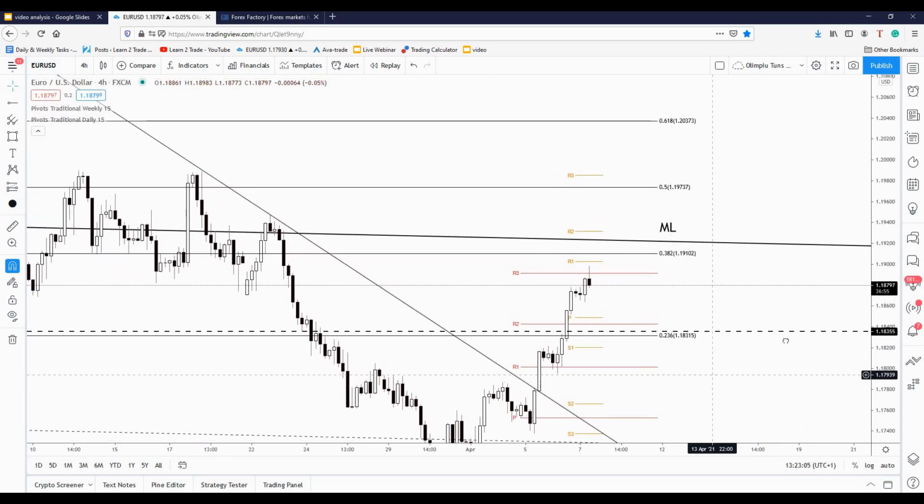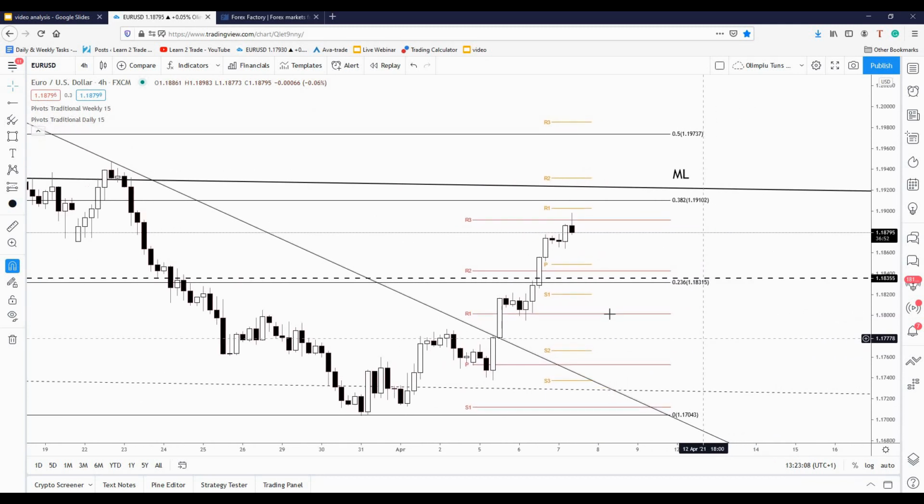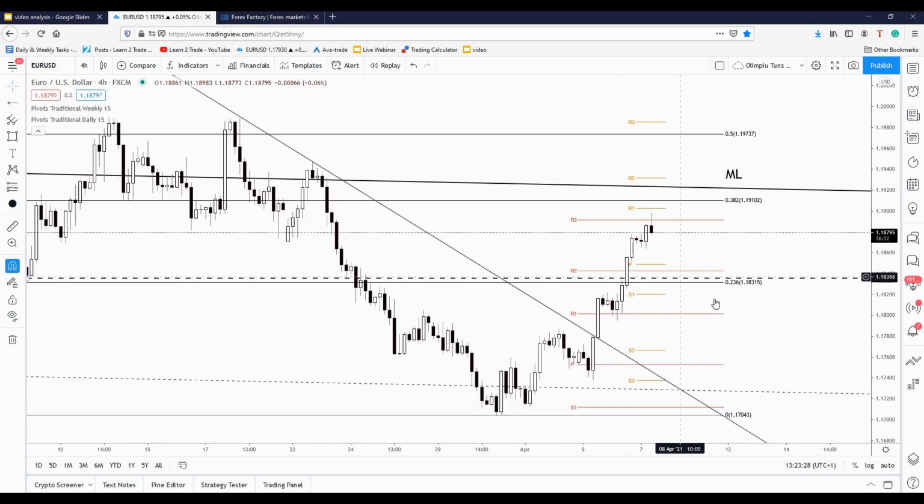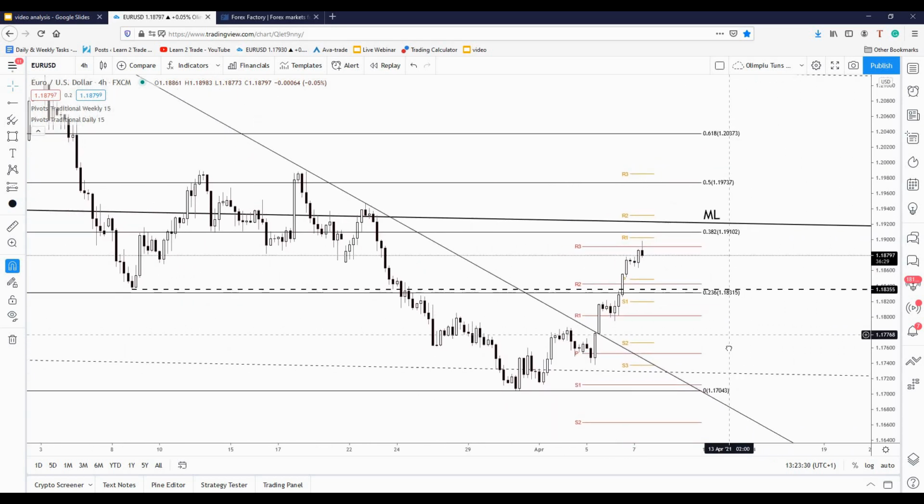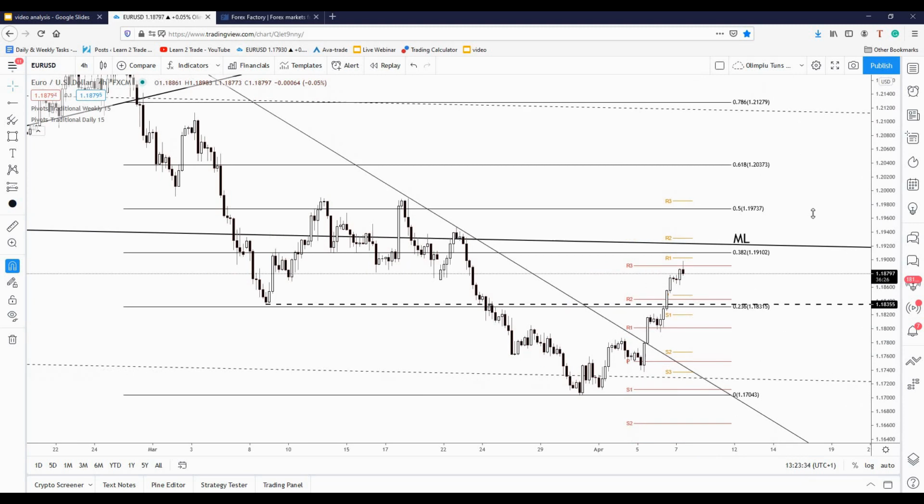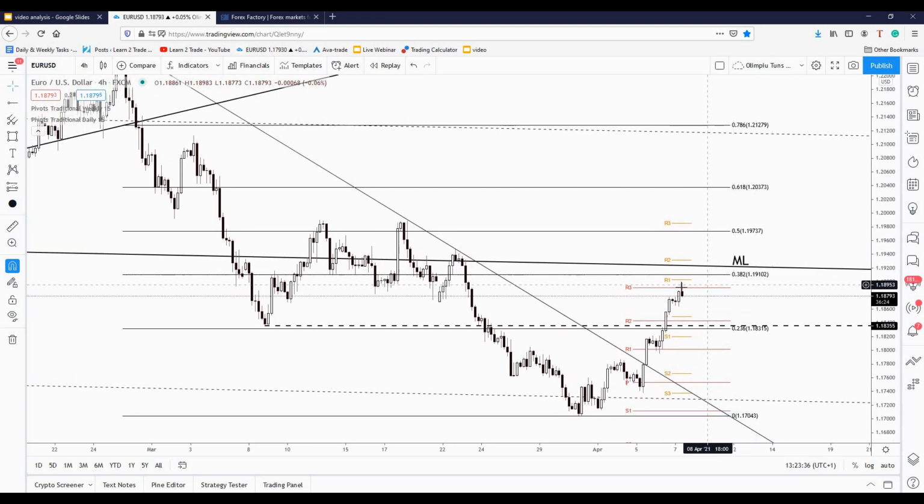Okay, and here on the euro versus US dollar, if the price will manage to close a bullish candle here above the R3 on the 4-hour chart, above 1.1891, then it could continue to increase with immediate targets at 38.2 and at the medium line. And a larger drop registered by the US dollar index would bring a bullish fly also above the medium line.